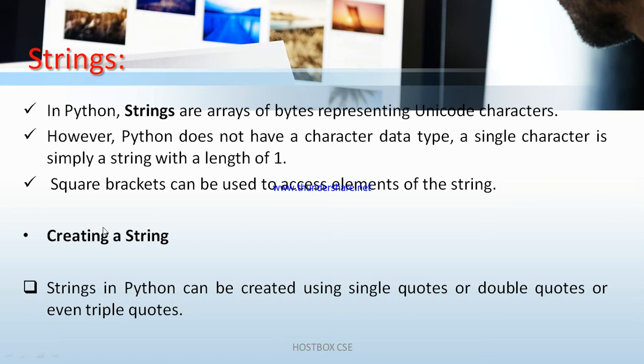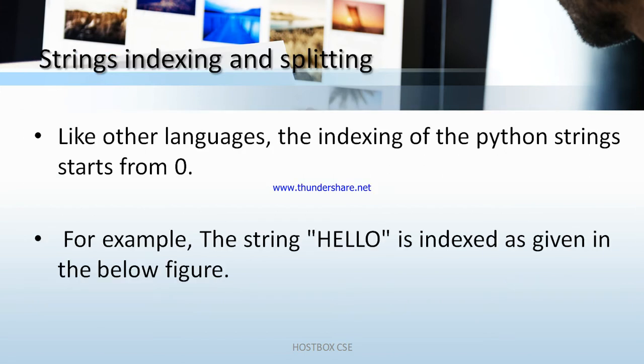Now we see how to create a string. Strings in Python can be created using single quotes, double quotes, or even triple quotes. If you want to create a string like hi, hello, you can use single quotes, double quotes, or triple quotes. All are supported by the Python programming language.